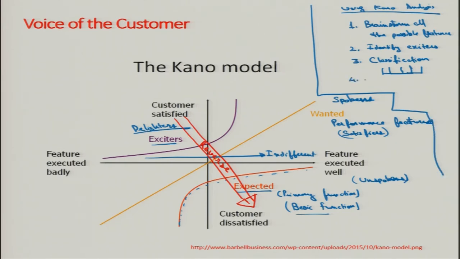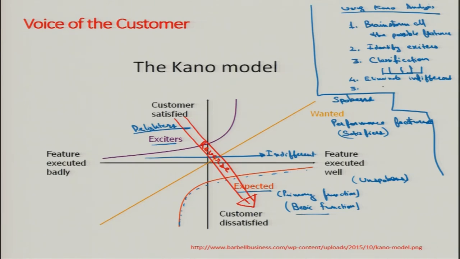Fourth is eliminate indifferent. Right. Now, we can make sure that the product has appropriate basic features, select the right performance features, so that the product or service can be delivered at a specific price which the customer is willing to pay. Then think how one can build some of the delighters into the product.